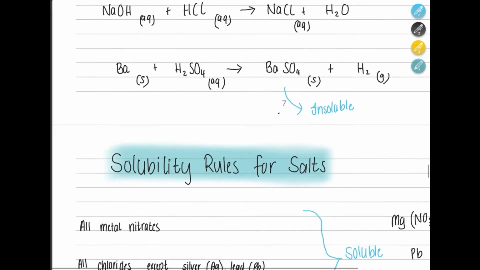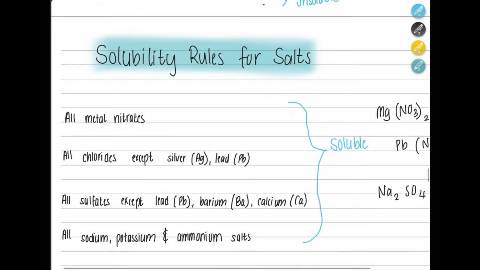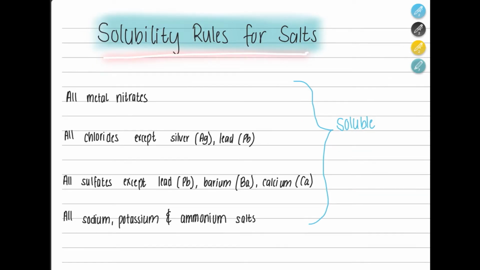Okay, so these are the solubility rules for salts. All metal nitrates are soluble. For example, if you have magnesium nitrate, this is going to be soluble in water. Now I wrote 2 here because Mg is +2 and NO3 is -1, so you just bring them like this. Any salt that has nitrate in the end is going to be soluble in water. Now what about chlorides?